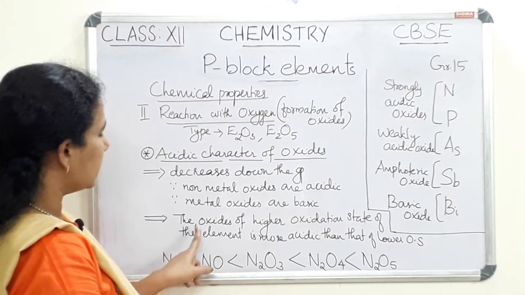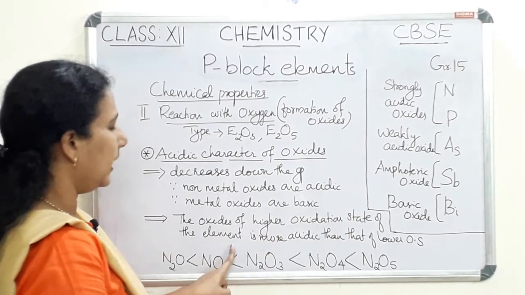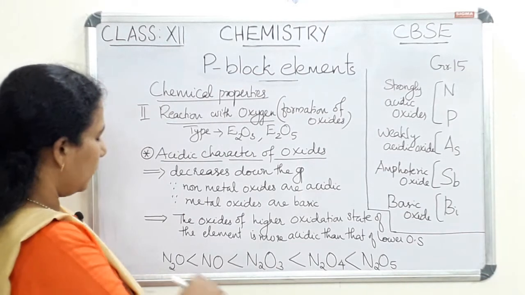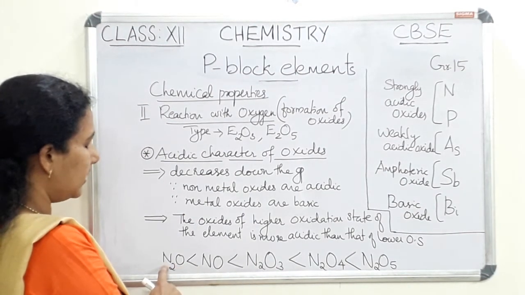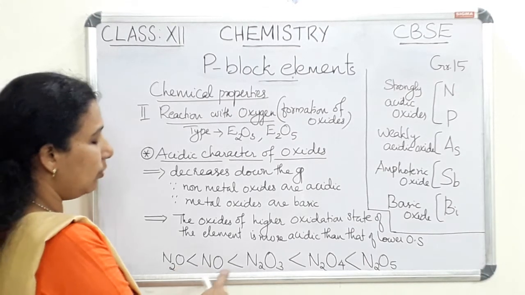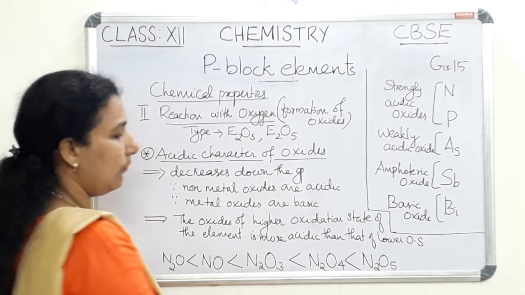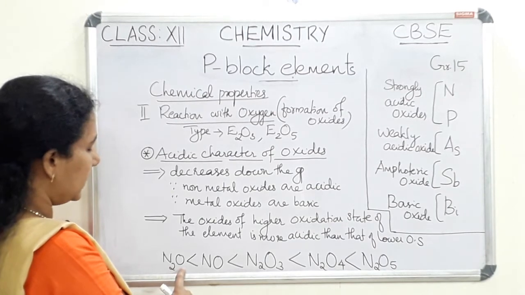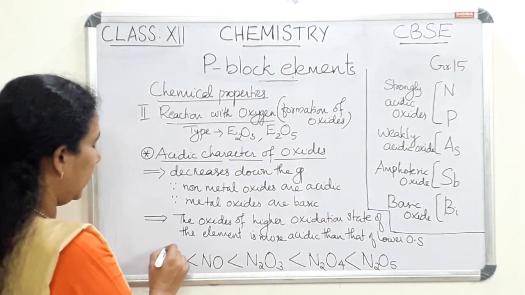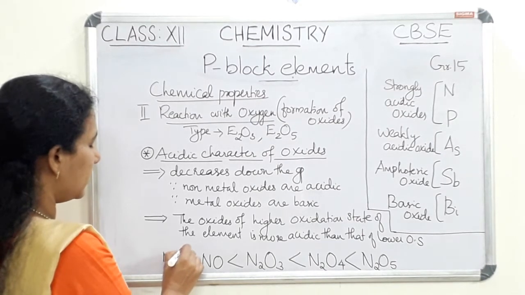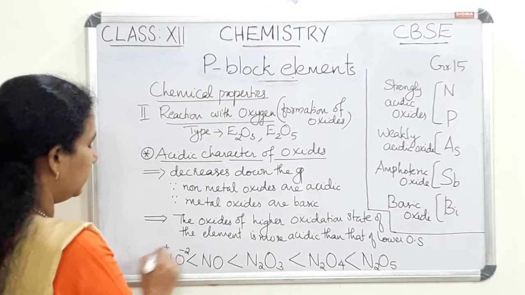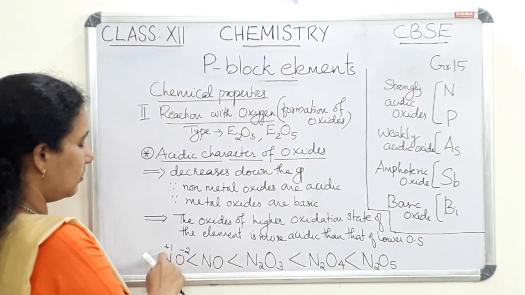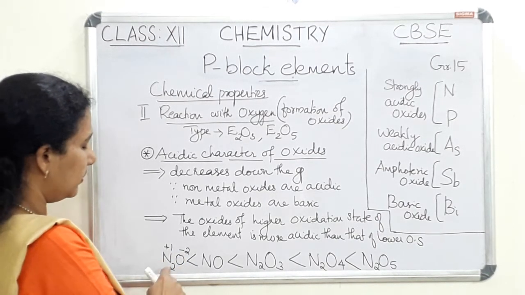Then comes the next point: the oxide of the higher oxidation state of an element is more acidic than that of the lower oxidation state. Take the same element, nitrogen, with different oxides: N2O, NO, N2O3, N2O4 and N2O5. These are different oxides of the same element nitrogen. Let us see the oxidation state of nitrogen. Oxygen is -2, so in N2O this will be +1: 2 into 1 is 2, and this is -2. Both give 0, so it is neutral.